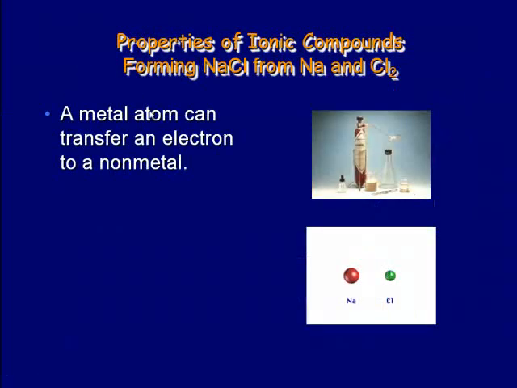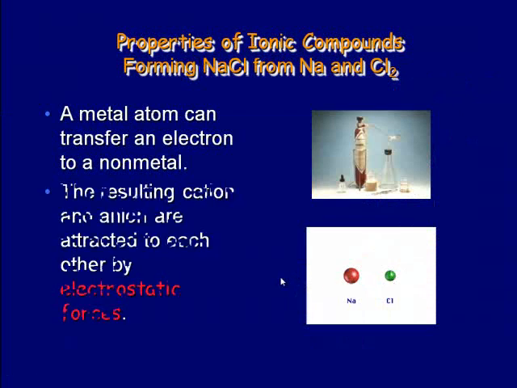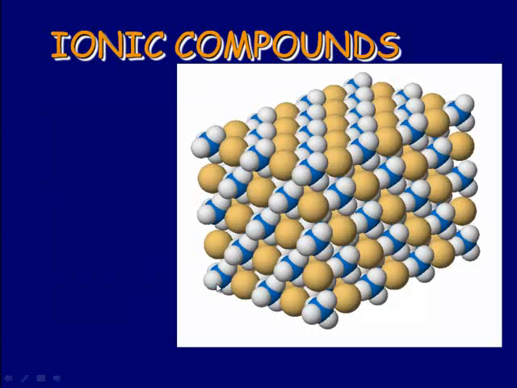Alright, so a metal atom, let's say sodium, can transfer an electron to a nonmetal. So here I have a sodium. It has 1 valence electron. It wants a full outer shell, so in order to get that, it's going to give up 1 electron to the chlorine, which needs 1 electron to get a full valence shell. And in the process, I end up with a plus sodium, a minus chlorine, and the resulting cation and anion are attracted to each other by electrostatic forces, which is positive attracting negative. This is what an ionic compound would look like, an alternating, regular repeating pattern of plus and minus ions.